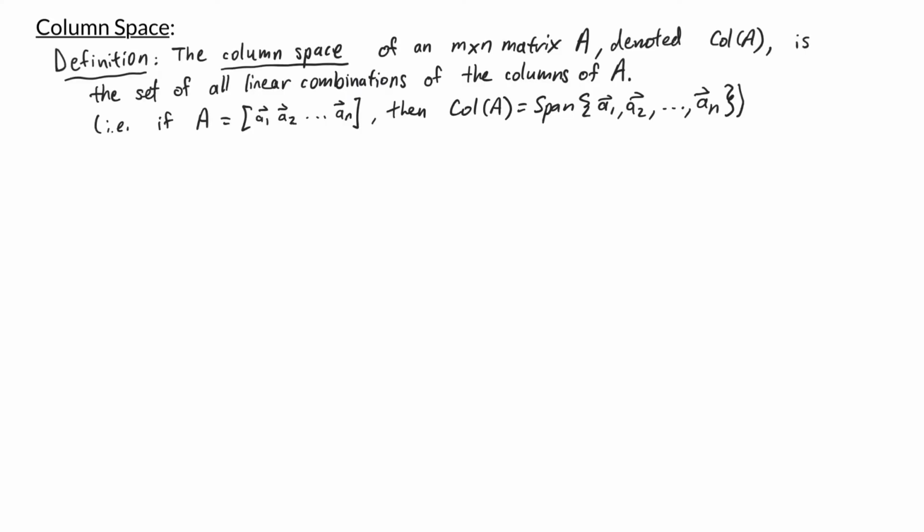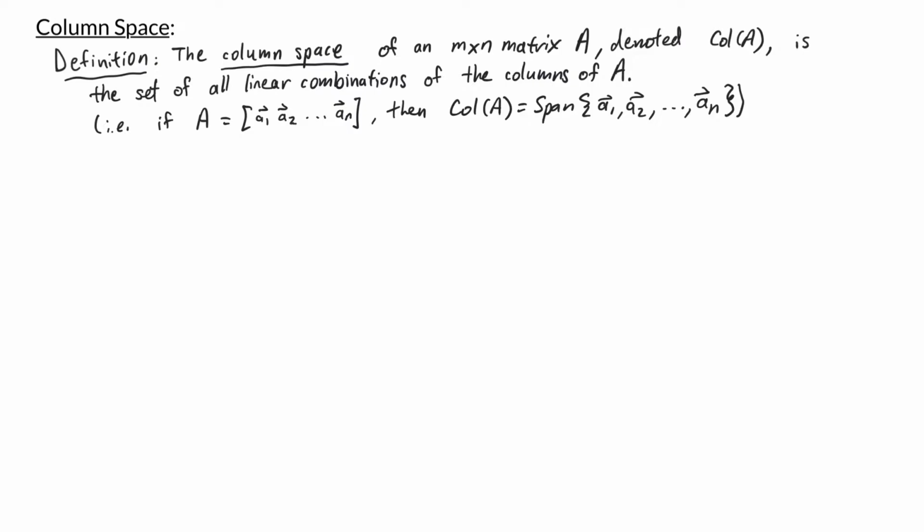In this video, we'll talk about column spaces. We'll define what it is, and then we'll look at some examples. The column space of an m by n matrix, denoted col A, is the set of all linear combinations of the columns of A. So if A is the matrix with columns A1, A2 through AN, then the column space of A is the span of A1, A2 through AN.